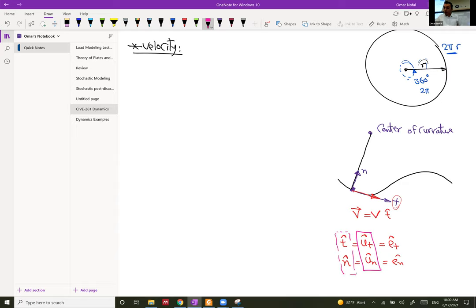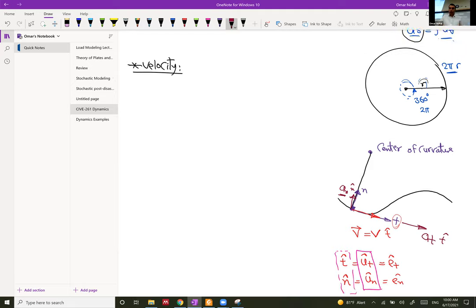So here's the V, and for the acceleration, we will have two components. We will have a component in the tangent direction, which we call AT, and another component in the normal direction, which we call AN. AT is in the direction of T hat, and AN is in the direction of N hat. We will see how we can get these two components, but this is how it looks.